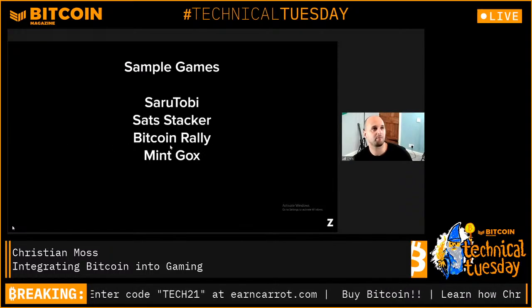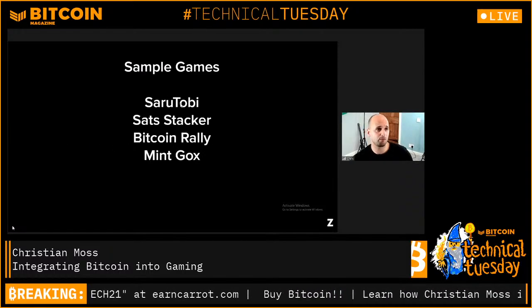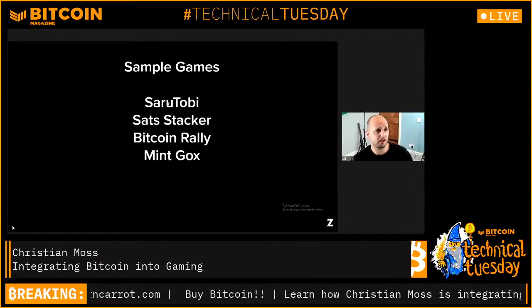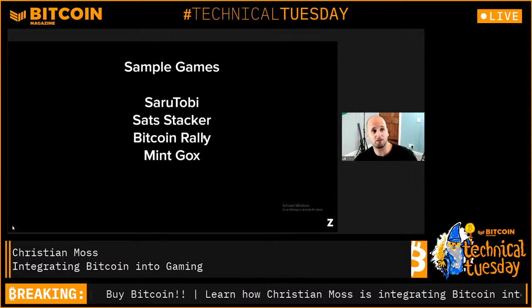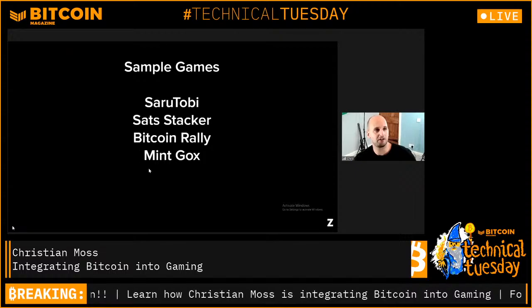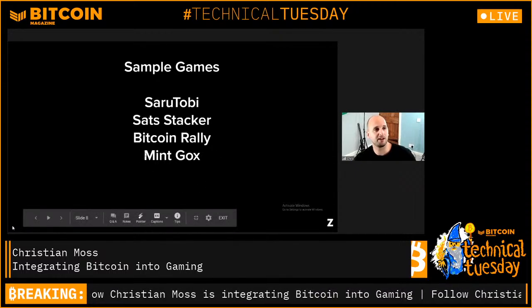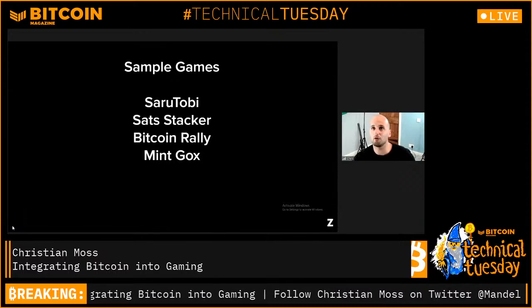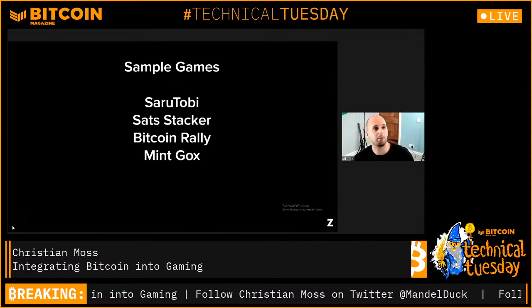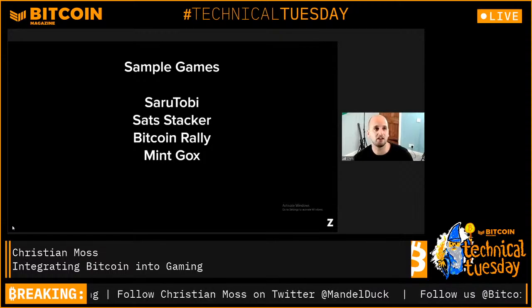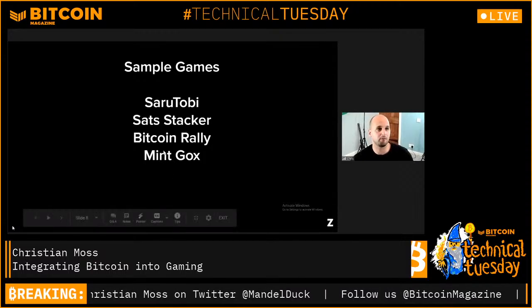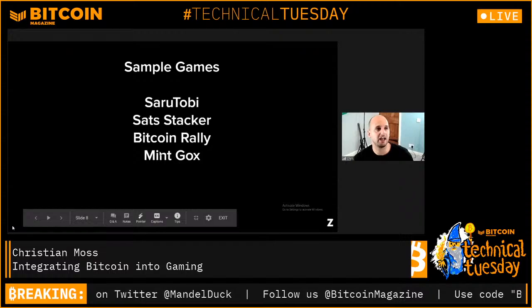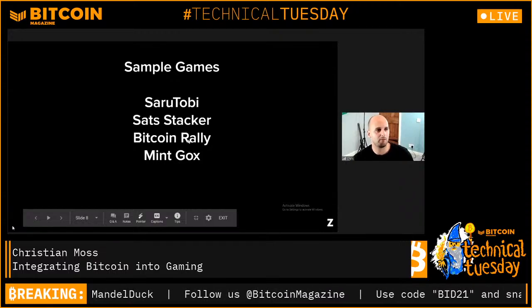So let's get started with sample games. At the moment we have three sample games: Saratobi, SatStacker, and Bitcoin Rally. I'm going to show them in a little bit. We also have Mint Gox, which I'm also going to touch on later. Mint Gox is a monthly Lightning gaming esports event we hold, which anybody in the world can join, where people can play games with Lightning, earn some Satoshis, and it's just a really fun event that anybody can join for free.